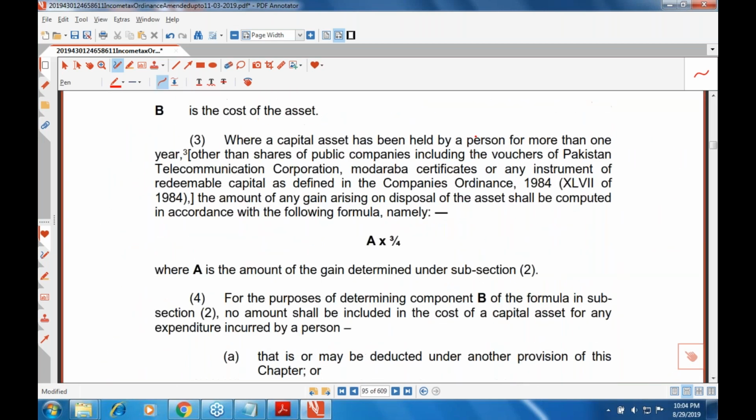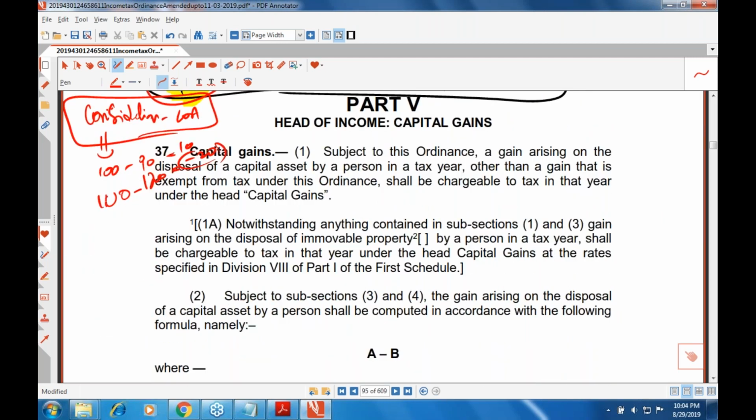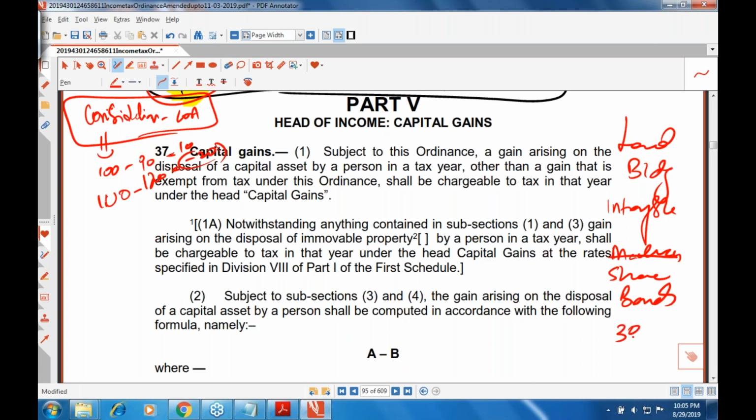So if I could simplify things, I would say that your land is a capital asset, your building is a capital asset, the intangibles are capital assets, the machinery, if it is not used for business purposes, is not a capital asset, but your investment in shares, bonds, debentures, etc., are all capital assets, and the items mentioned in section 38 subsection 5 are all capital assets.